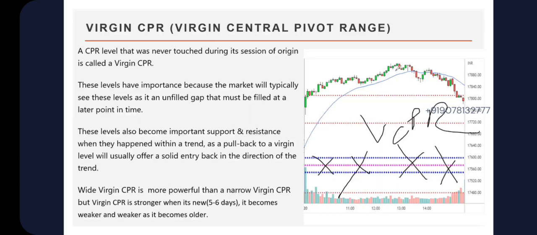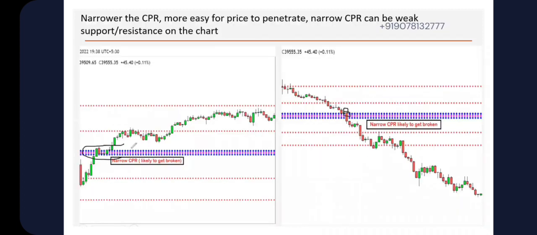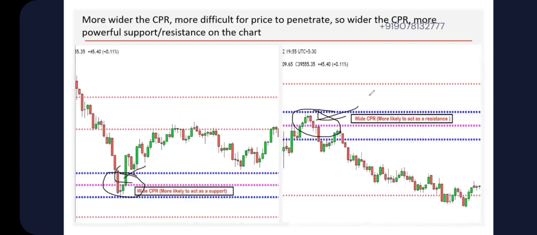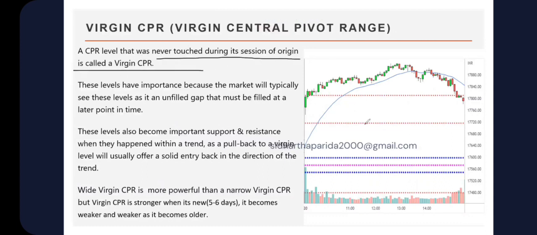Are there any candlesticks inside? There is not a single candlestick inside. So then we can call it a virgin CPR. You can see that here candles are inside the CPR, so this is not a virgin CPR. Here also there are candlesticks inside, so this is not a virgin CPR. Whenever you see that there is no candlestick inside, it is called a virgin CPR. A CPR level that was never touched during its session of origin is called a virgin CPR.